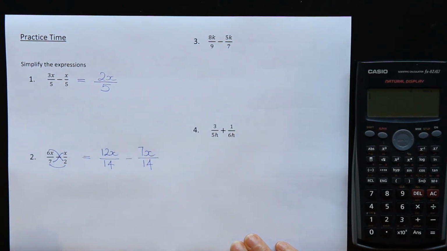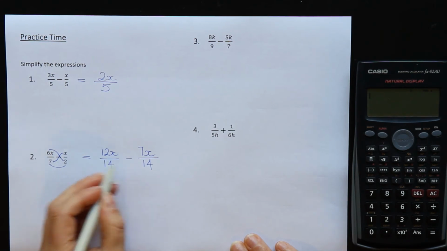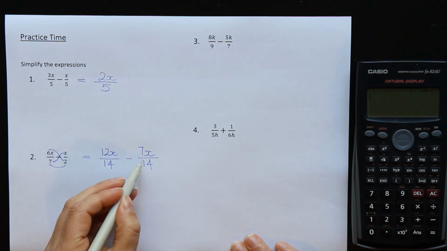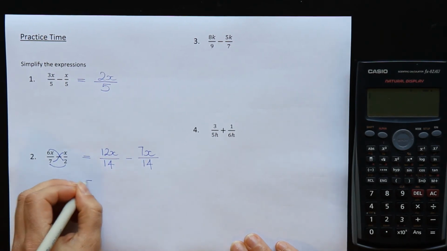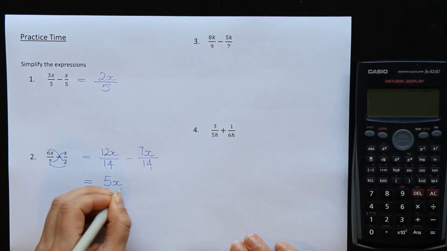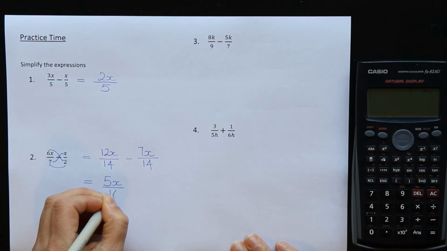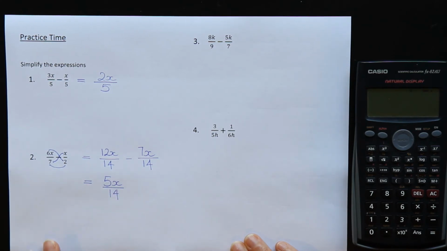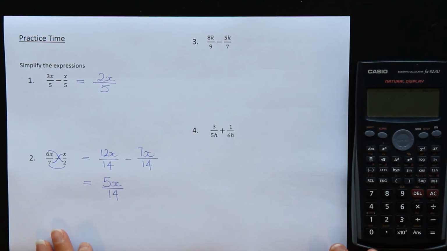Okay, now I can subtract across the top. 12x minus 7x. 12 minus 7 is 5x over 14. All right, it's done. Boy, we're getting through these quickly today.